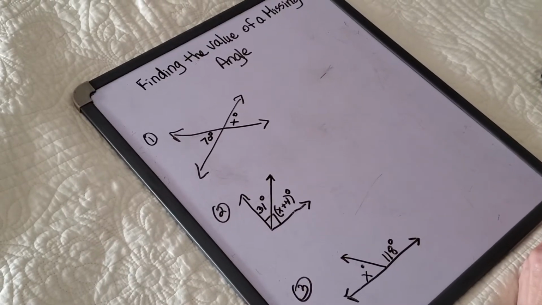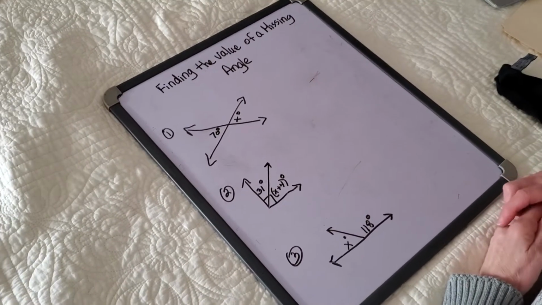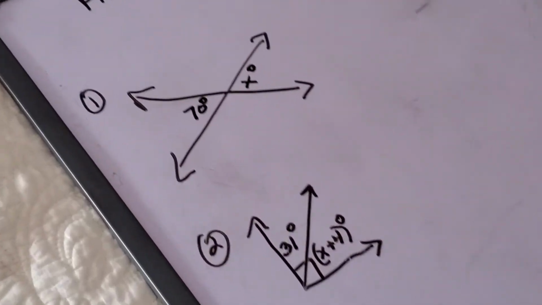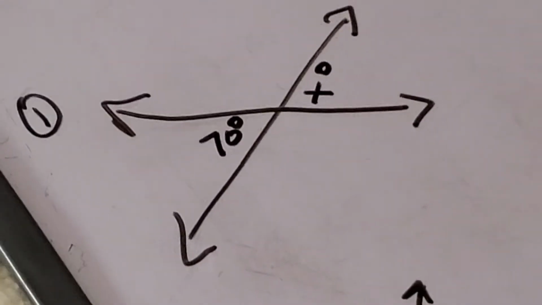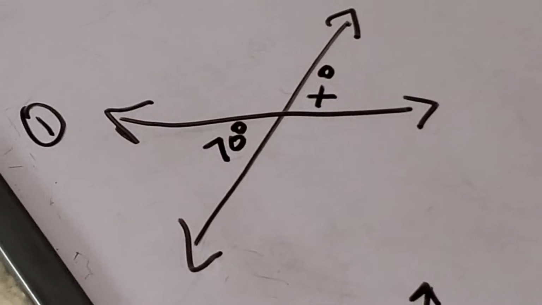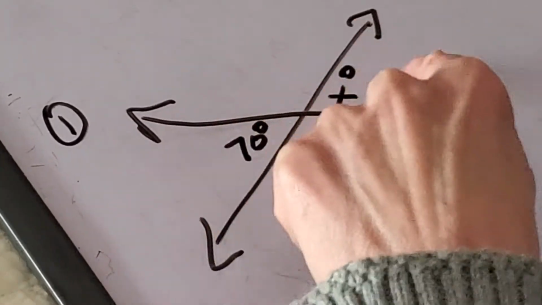Today we will be finding the value of a missing angle. Let's take a look at this first diagram. In this first diagram, we have a pair of vertical angles. They're vertical because they are directly across from each other.